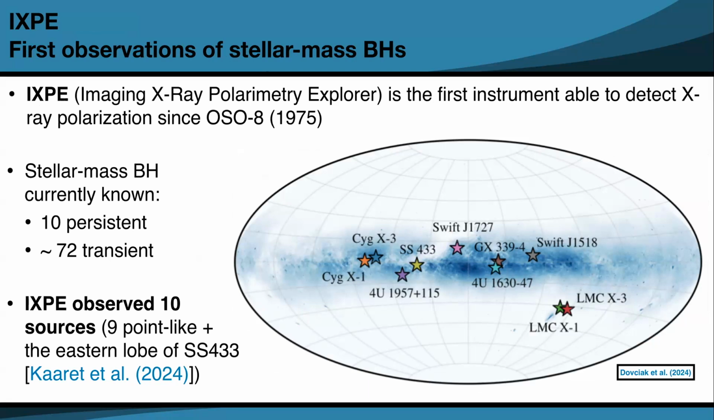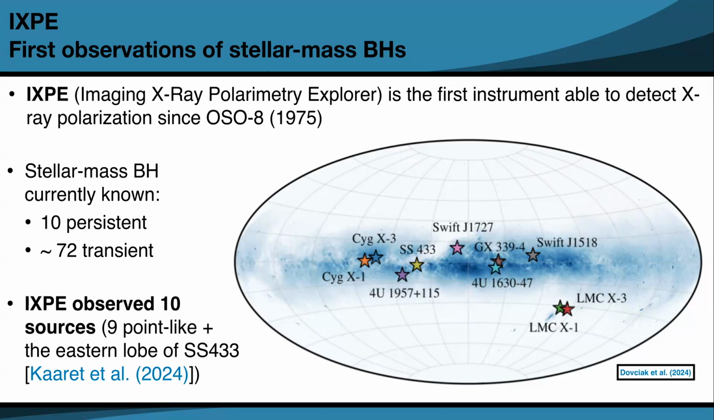At the moment, a little more than 80 stellar-mass black holes are known in our galaxy. Most of them are transient, just a few of them are persistent sources. In its first 2.5 years of operation, IXPE has observed 10 of these sources. 9 of them are point-like. The 10th is the eastern lobe of the black hole candidate SS 433, which I won't discuss here in detail. If you're interested, that's the reference paper.